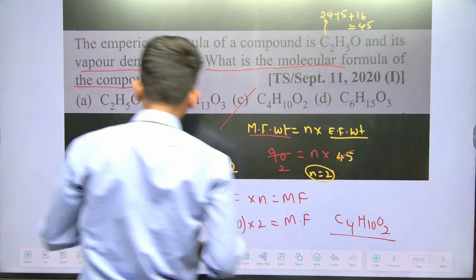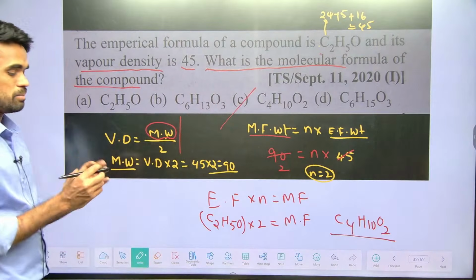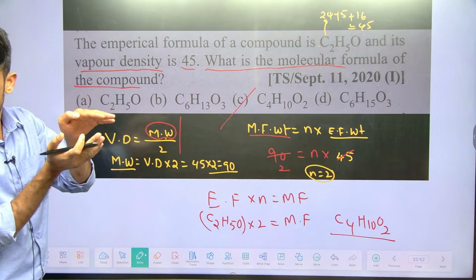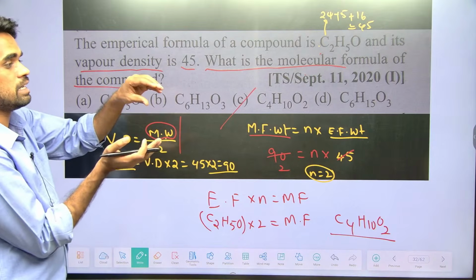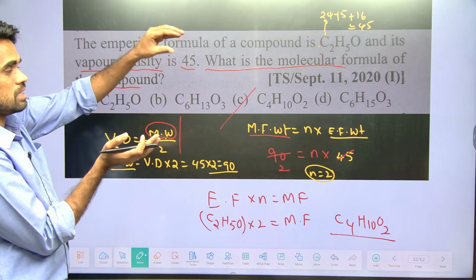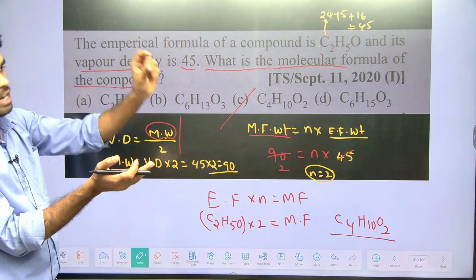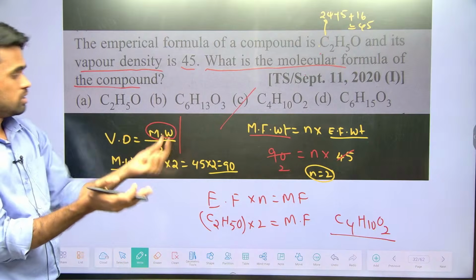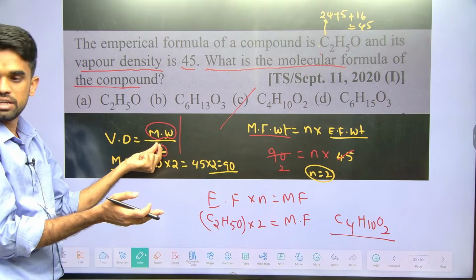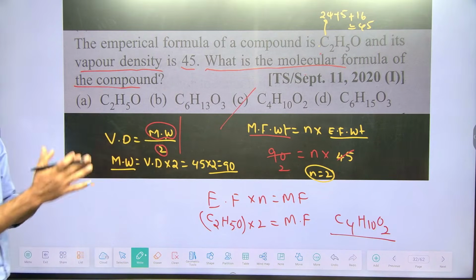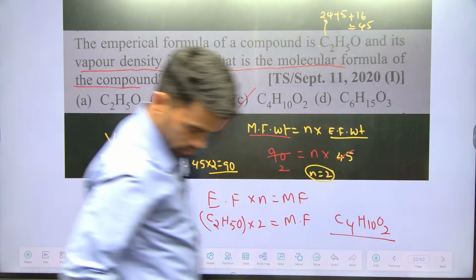See why this 2 is there? See, it is vapor density, which means it is a relative density. It means we are relating the molecular weight of one compound with the molecular weight of hydrogen. So the hydrogen molecular weight is fixed. That's why we are taking that fixed value here. That's it. It's a fixed formula, you can remember. Okay, next.